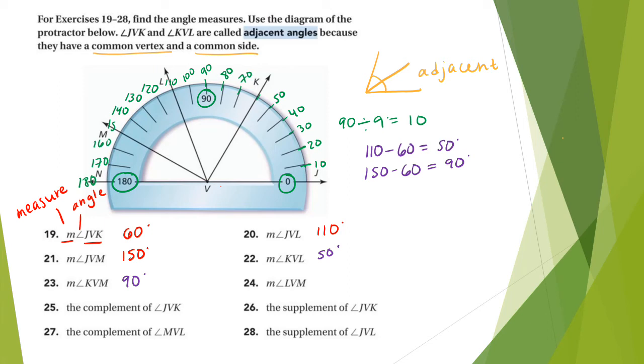The next one I have is angle LVM. So I'm going to go ahead and change where my initial is starting again. And so LVM, I'm going to start at L right here, go to V, and then go to M. So I'm talking about this little angle right here. I'm noticing it looks kind of like an acute angle that's smaller than 90 degrees.